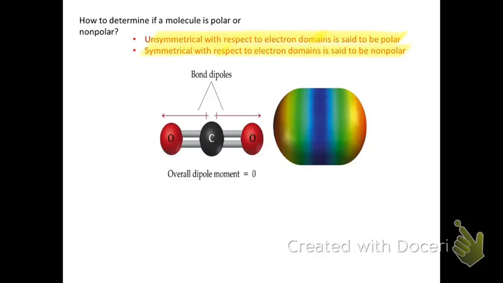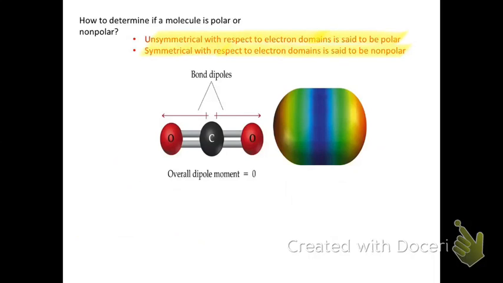That means if you look at the central atom and the groups that are bonded to the central atom, or in other words, the electron domains, are exactly the same, then you're going to have a nonpolar molecule. But if you look at the central atom and the electron domains around the central atom are different from each other, then you're going to have a polar molecule. And so we'll look at some examples of this as we go through here.